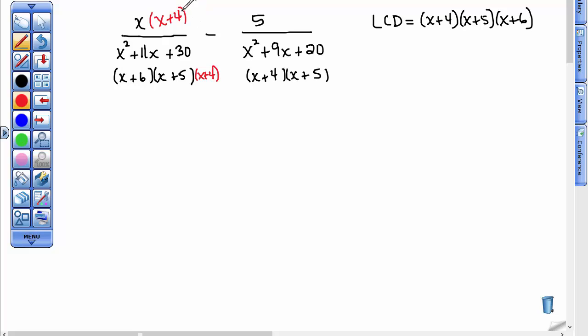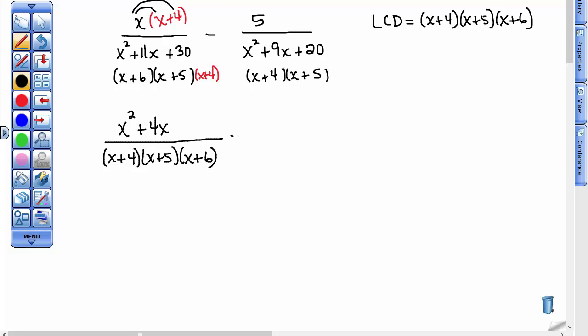But a lot of people, when they write it both top and bottom, then they go and cross it off. Well, you just put it there, so you don't want to do that. So you're building up this fraction. You're going to distribute this now and call this x squared plus 4x, and it's over the common denominator of x plus 4, x plus 5, and x plus 6.